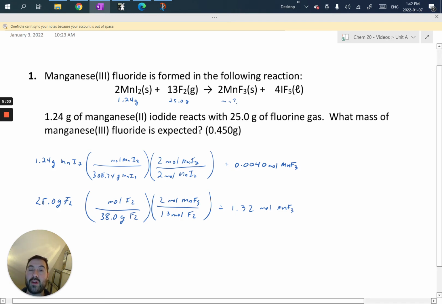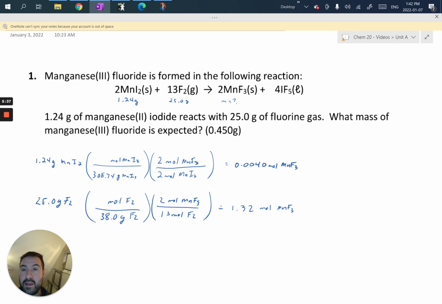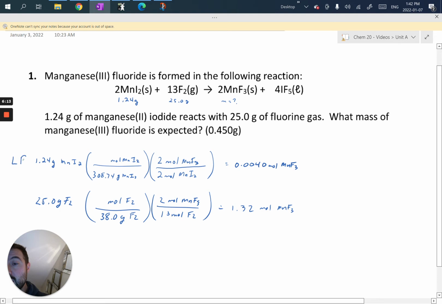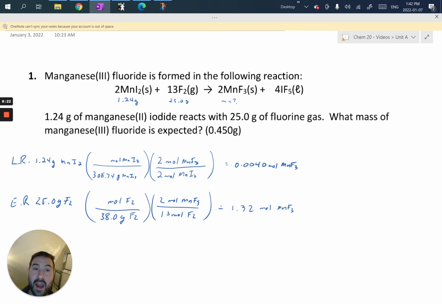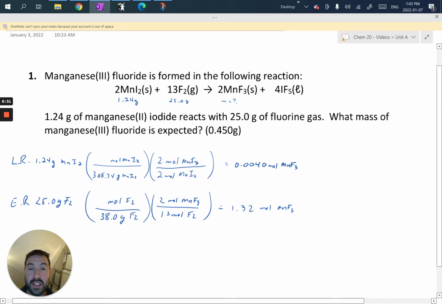What the information here is telling me is that if all of my manganese 2 iodide reacts, I can produce a maximum of 0.0040 moles of MnF3. If all of my 25 grams of F2 reacts, I can produce a maximum of 1.32 moles of MnF3. So the one that's smaller here is my limiting. The amount of manganese 2 iodide that I have here is my limiting reagent, and this is my excess reagent. Using my limiting reagent, now I can figure out what my mass of manganese 3 fluoride expected is. I don't really need the bottom part here anymore. I need to use this number.